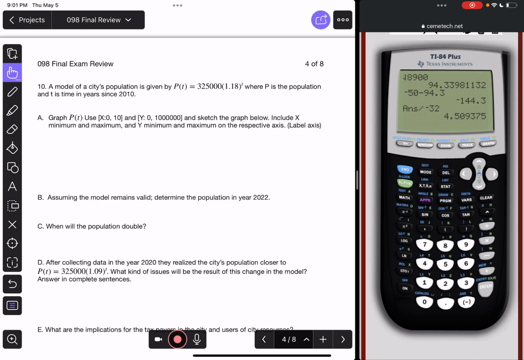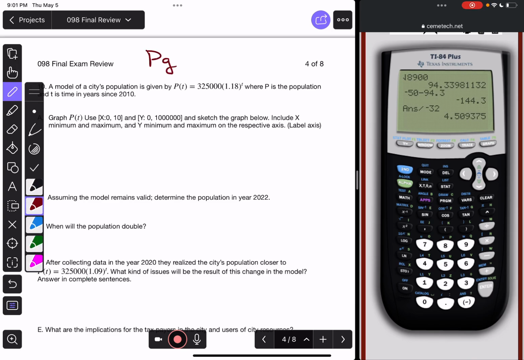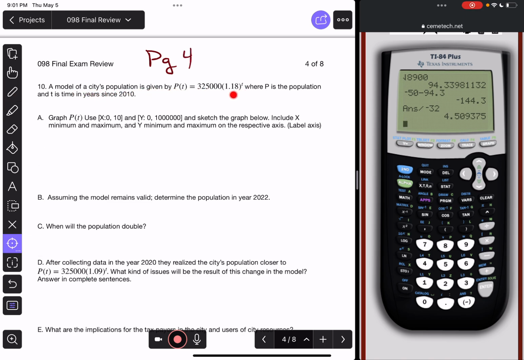All right, page 4. A model of a city's population is given by this equation. P is population, T is time since 2010. Graph P of T, so graph this function using the window measurements they give us, and sketch the graph below.